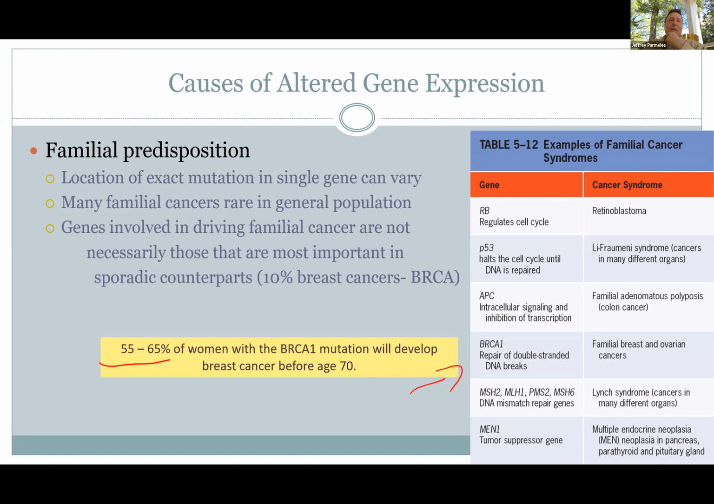And so, that mutation. But when you look at breast cancers out there, you can see like 90% of them, there's not a problem with the BRCA gene. So just to put that in perspective, there is this genetic predisposition, but there's also other causes that may be just as common or more common.